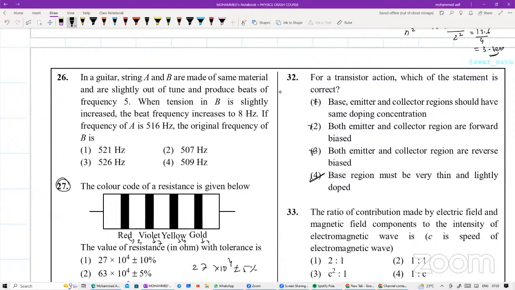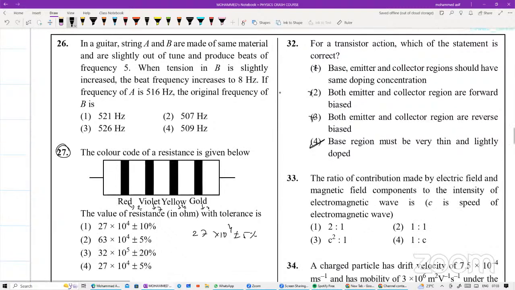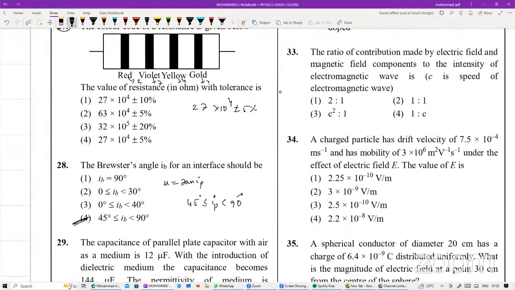Let's go. The ratio of the contribution of the electric field, that is from electromagnetic waves. Look at question number 34. A charged particle has a drift velocity. Drift velocity is given: Vd is equal to 7.5 into 10 to the power of minus 4. Mobility is given as 3 into 10 to the power of 6. Under the effect of electric field, the value of E will be equal to how much? E is equal to drift velocity divided by mu, isn't it? That is, drift velocity 7.5 into 10 to the power of minus 4, divided by mu. What is the value of mu? 3 into 10 to the power of 6. So that will be equal to 2.5 into 10 to the power of minus 10.